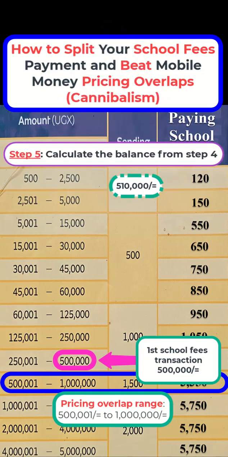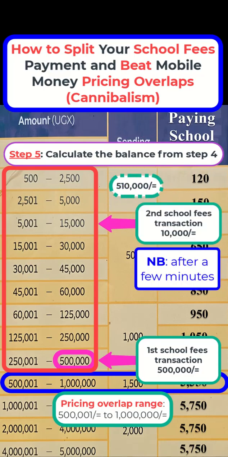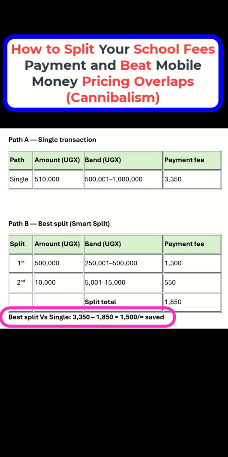Step 5. Calculate the remaining balance and pay it as your second installment. This will come from any of these smaller bands here that this blue band cannibalizes. Therefore, the remaining 10,000 shillings falls right here in this band. After this second transaction, you instantly save 1,500 shillings.